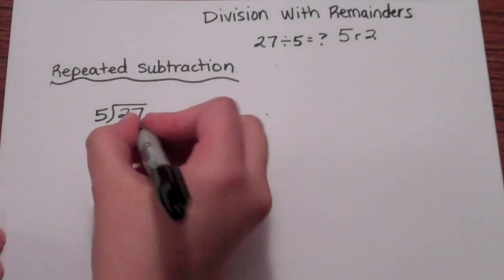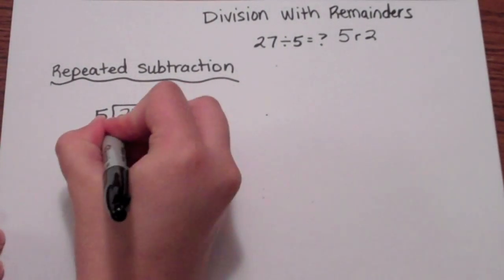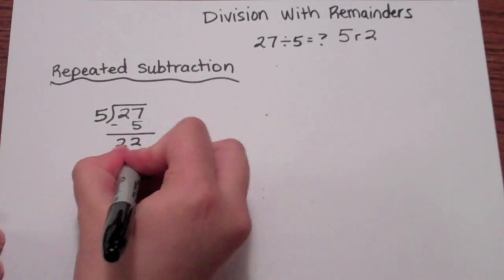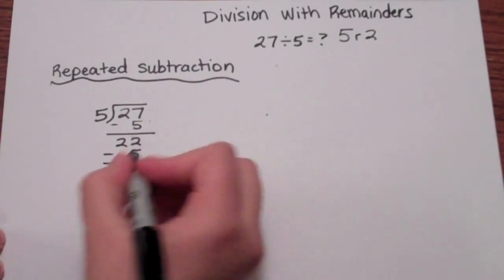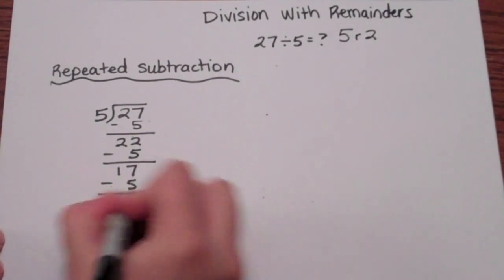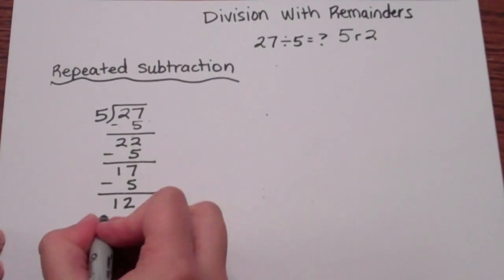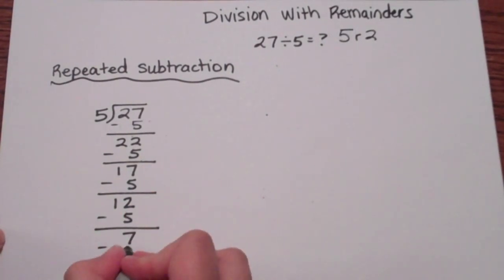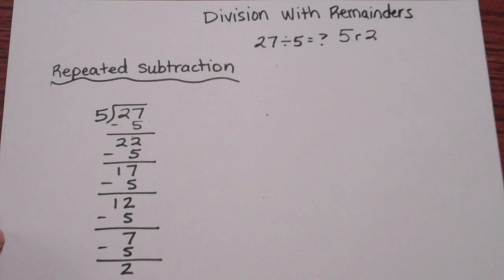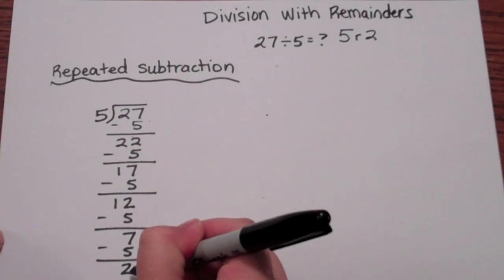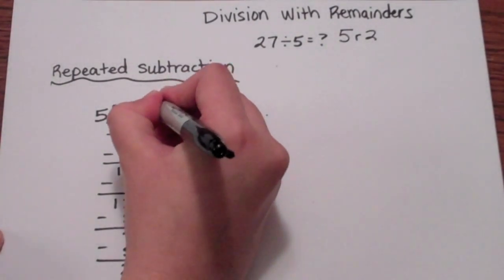Let's try that. 27 minus 5 is 22. Minus 5 is 17. Minus 5 is 12. Minus 5 is 7. Minus 5 is 2. Can I take out 5 anymore? No, I cannot. So 2 is the remainder. Remember how we write it?